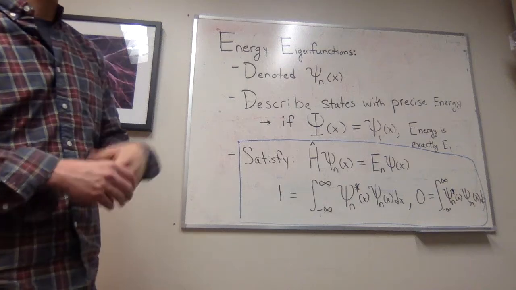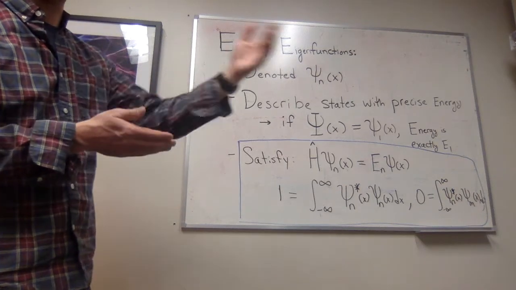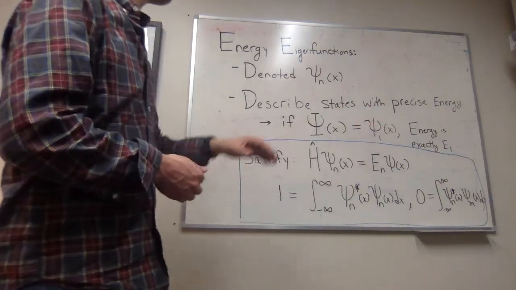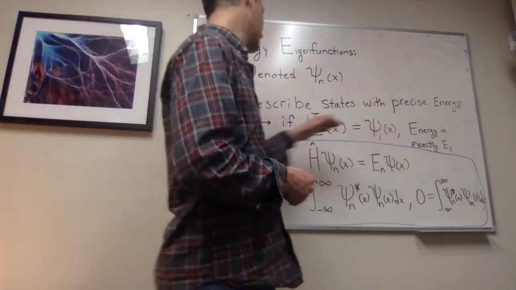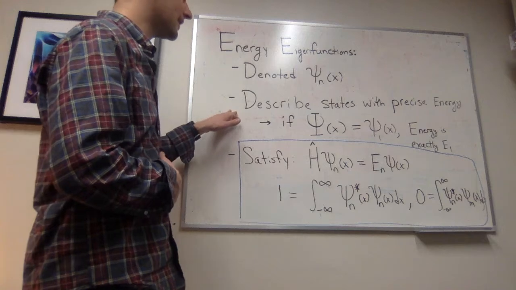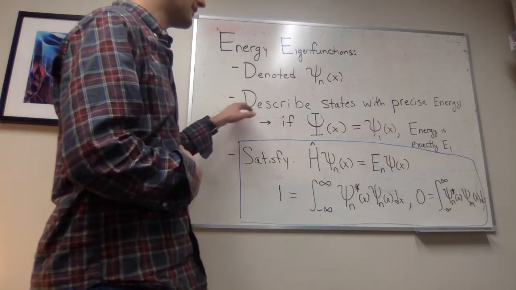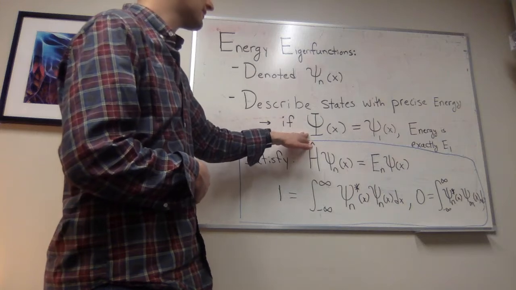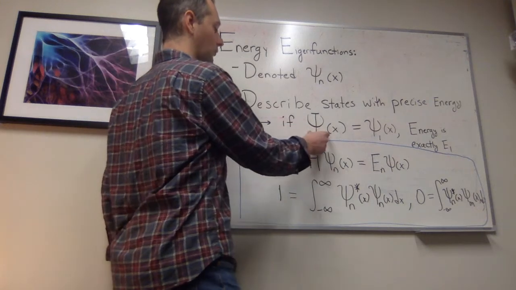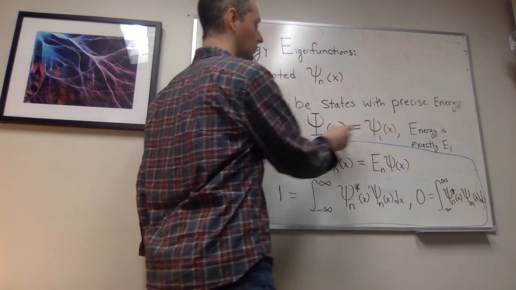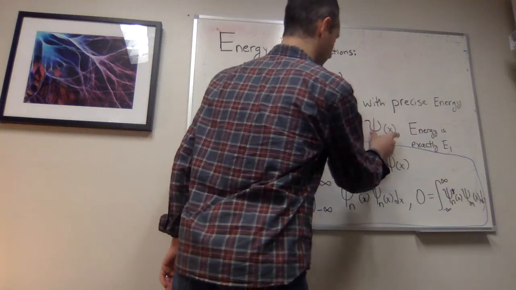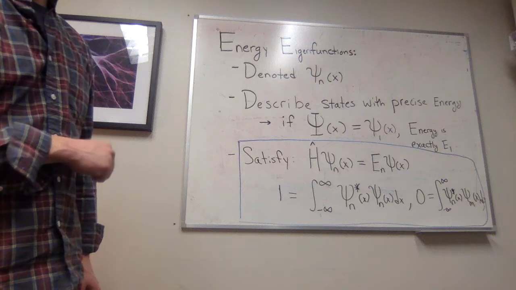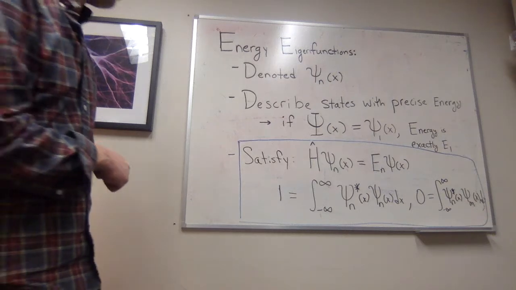We can actually compute what E sub 1 is. That's a formula that we can evaluate, but that's not the focus right now. The focus right now is on this property that if you can say that you are in an energy eigenstate, which is the same thing as saying my wave function is equal to an energy eigenfunction, then you precisely know the energy of your system. And that's a very special state to be in.